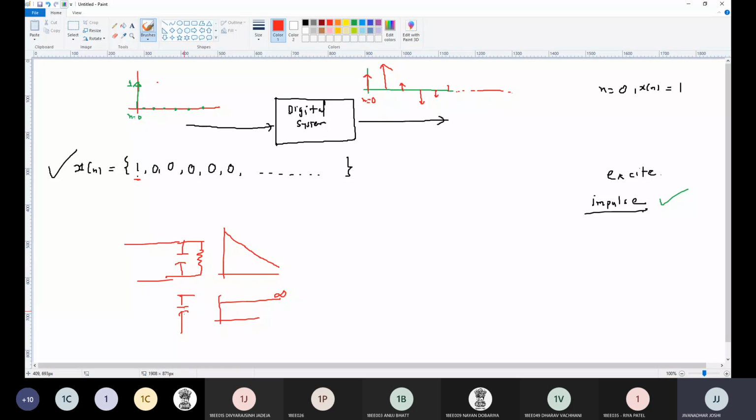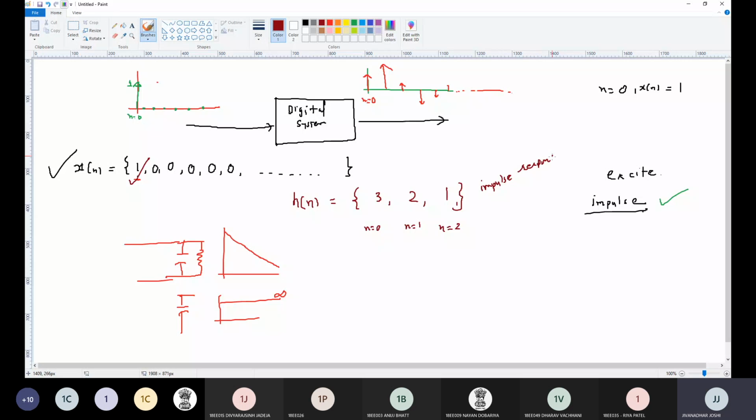And if you agree, then I can give you an example of h of n. Let's assume h of n is equal to 3, 2, and 1, and then it becomes 0, then again 0, and then 0, 0, 0, 0, 0, up to infinite time. So a single impulse of 1 volt is producing 3 at n equal to 0, 2 at n equal to 1, and 1 at n equal to 2. So this is called the impulse response of this system.